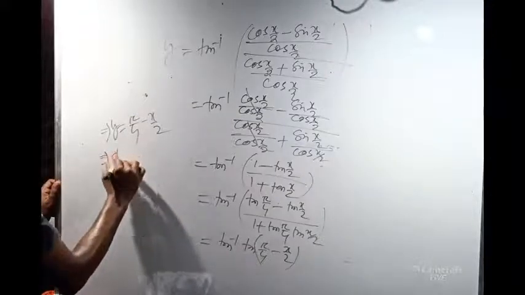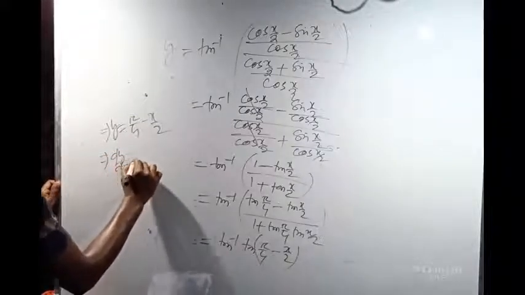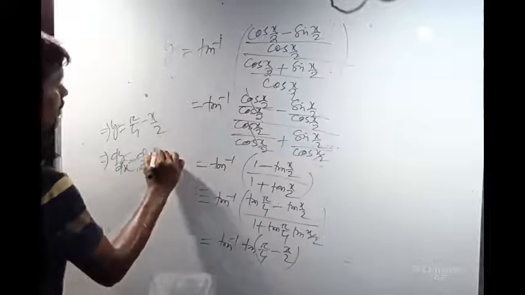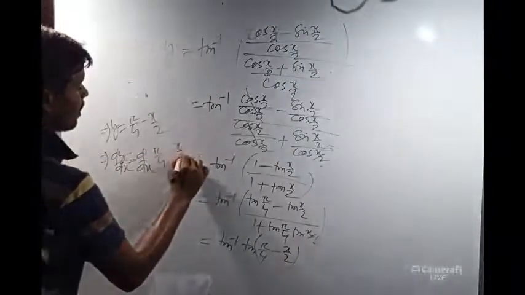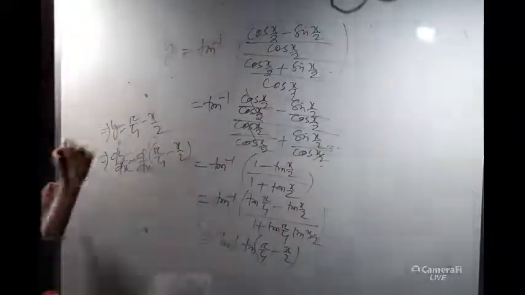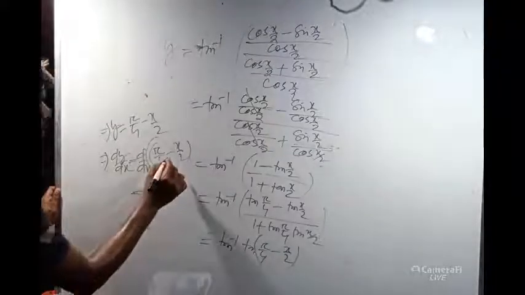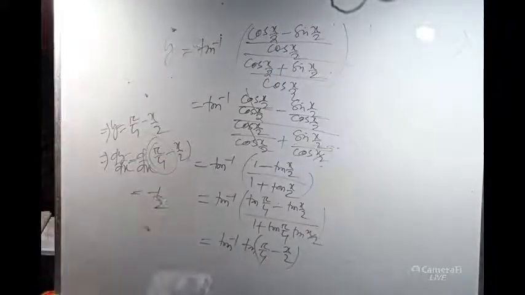Now dy by dx equals d by dx of pi by 4 minus x by 2. Then pi by 4 is a constant. Then this is only minus half. Okay. Any doubt?